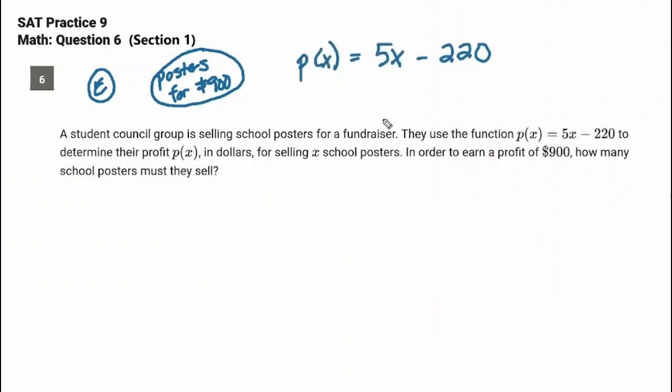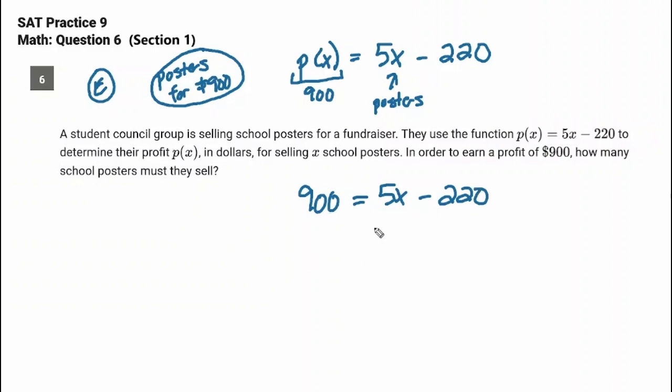And then just what's the x? X is posters, because ETS says that. And what's p of x? P of x is profit, because ETS says that. So it's just 900 equals 5x minus 220, because the profit is 900.